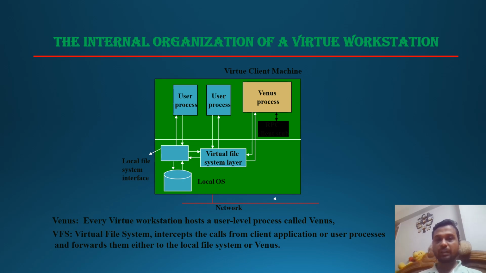The internal organization of a Virtue workstation has mainly two parts. One is Venus. Every Virtue workstation hosts a user-level process called Venus. The second one is VFS, the virtual file system, which intercepts calls from the client application to the user process and forwards them either to the local file system or Venus. As you can see in the image, the Virtue client machine communicates with the local OS and through the network by the use of the Venus process, the user process, and so on.